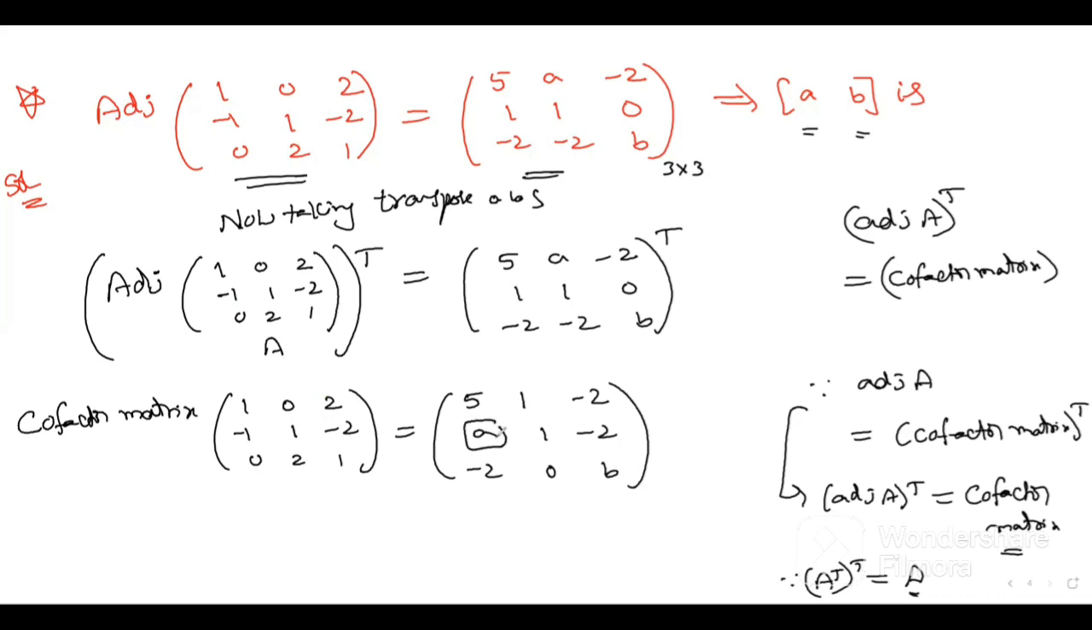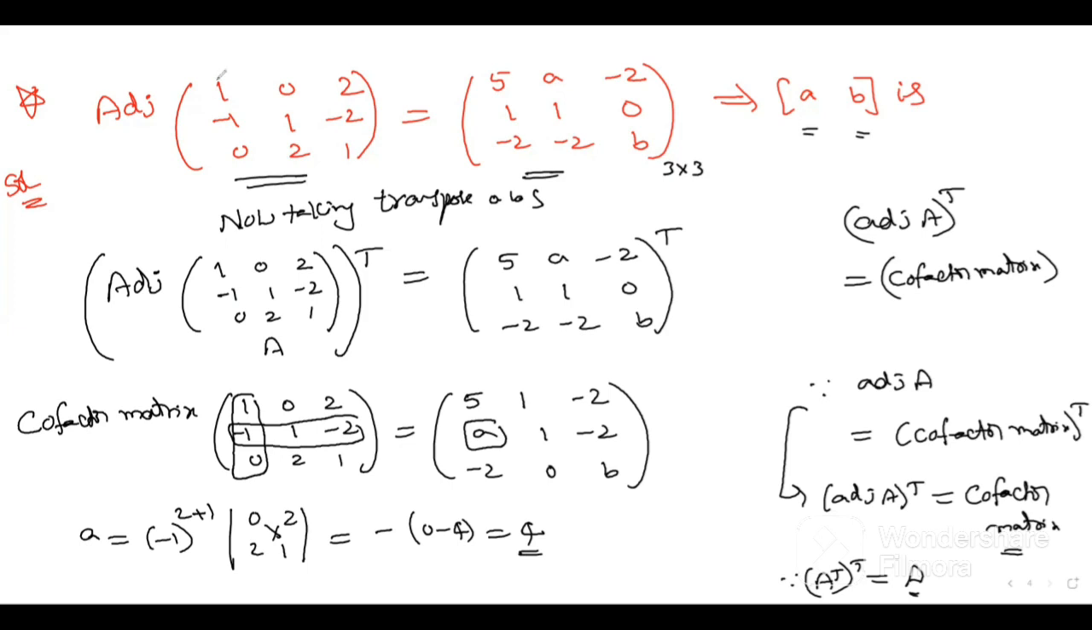Here a is nothing but the cofactor of the element in the second row, first column. After deleting the second row, first column, a is equal to minus 1 power 2 plus 1, the i plus j formula, into the minor 0, 2, 2, 1. What do we get here? Minus 1 power 3, minus of ad minus bc, 0 minus 4, we get 4. So the a value we get is 4.